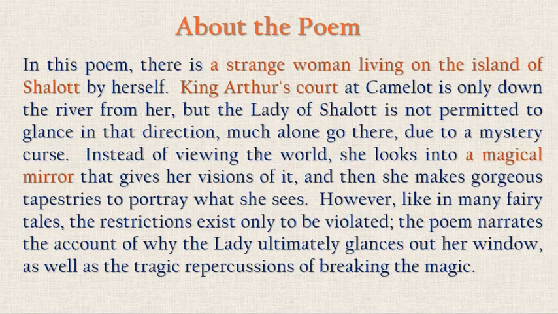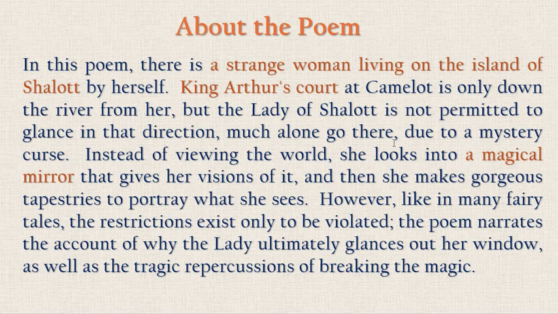What else do we need to know? In this poem, there is a strange woman. This is, in brief, what the poem is about. There is a strange woman living on the island of Shalott by herself. And by the way, we are not given any name in the poem. She's just referred to as the Lady of Shalott. So the lady lives in this place, which is called Shalott, an island.